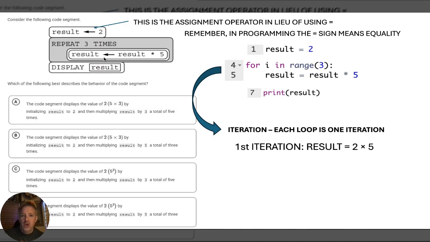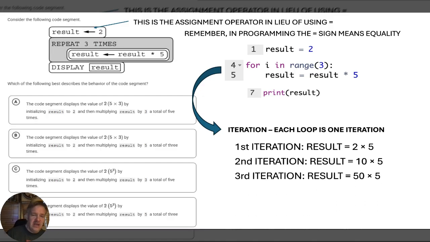So now we have result times 5. But the result has changed after the first loop. The result is now 10. So in our second iteration, it's going to be 10 times 5. Again, simple math, 10 times 5 is 50. And we know that we have one more loop that we have to go through. And 50 times 5 is 250. So that's how we're doing it in our head. That's how we're taking pseudocode and transferring it over to what we know about Python.